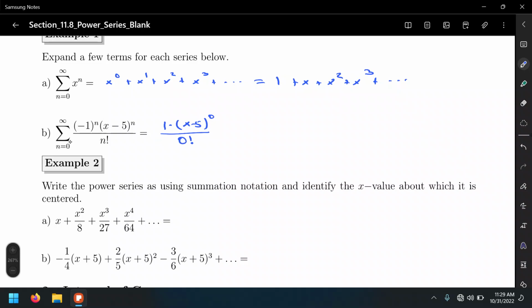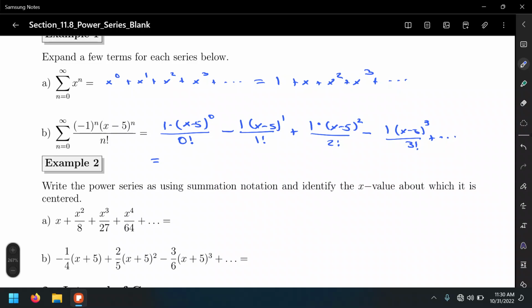For the next term, n equals 1, that is -1 to the first power, that's going to output a -1, times (x - 5) to the first power over 1 factorial, plus n equals 2, -1 to the second, that's a 1, times (x - 5) to the second power over 2 factorial. So notice the pattern. In this case, you don't have to calculate them anymore. So go plus minus 1 times (x - 5) to the third power divided by 3 factorial, and then just go plus dot dot dot.